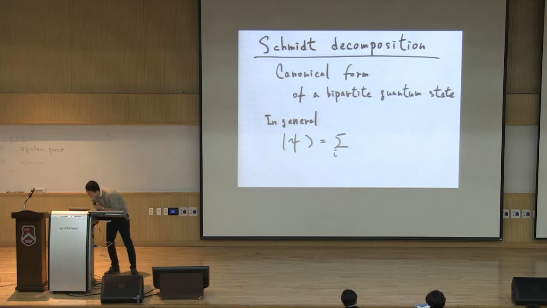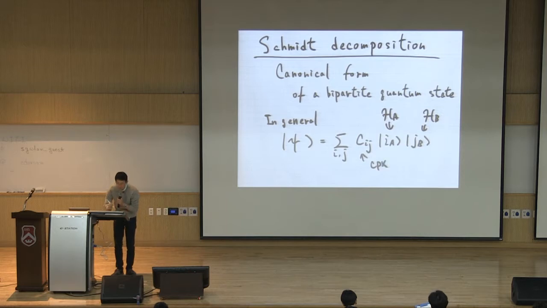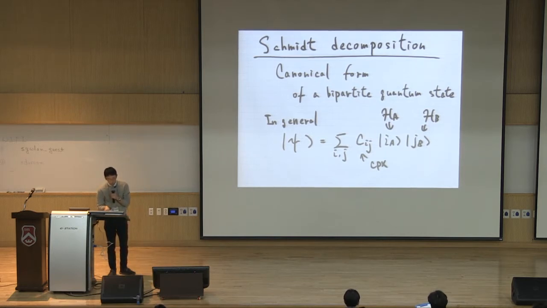So I and J. You have some coefficients, C_ij, and you have some orthonormal basis for the Hilbert space of A and the Hilbert space of B. So these are orthonormal bases, and the coefficients are complex. So this is a general form. And of course, I assume that |i>_A and |j>_B span the orthonormal basis. But this is too general, so we can make it into canonical form as follows.